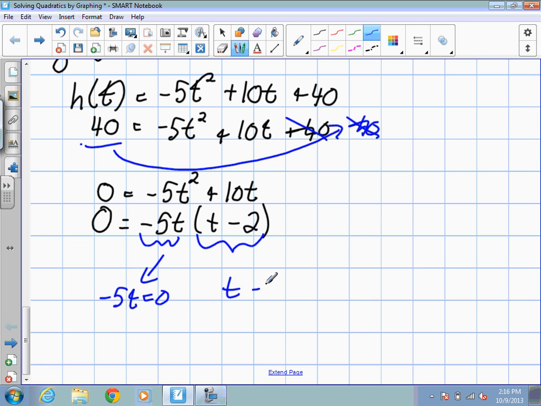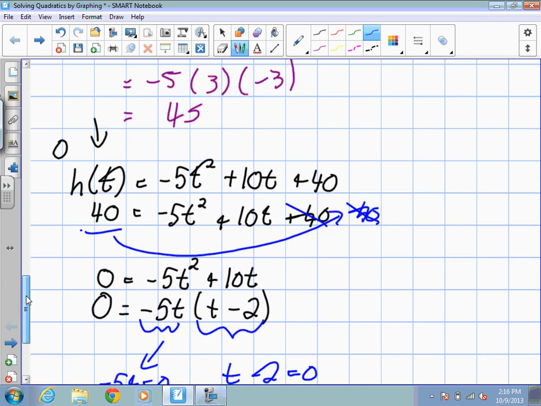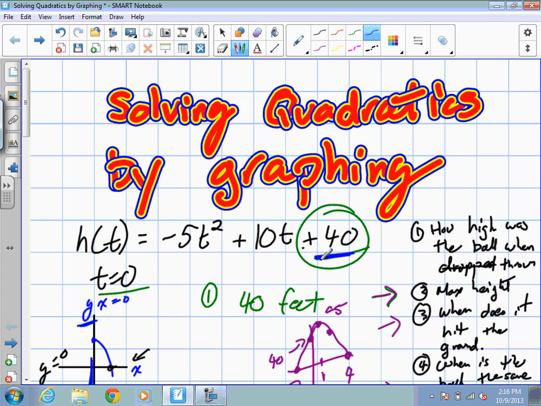How do I isolate t here? 0 divided by negative 5, which is what? 0. And here t becomes positive 2. So let's make sense of this. This is telling us it's at a height of 40 at 0 and 2. Does that make sense? Were we at a height of 40 at 0? Yeah, so we knew that already. That's where it was thrown from. But it takes 2 seconds for the ball to go up and then come back down to the original height of 40. So after 2 seconds, it's level with where the guy threw the ball.